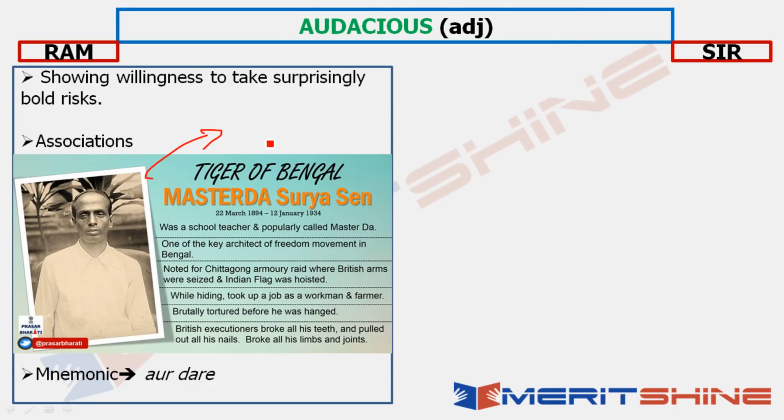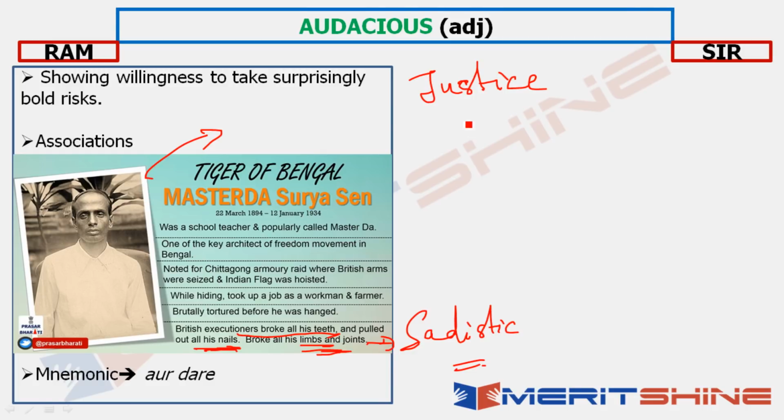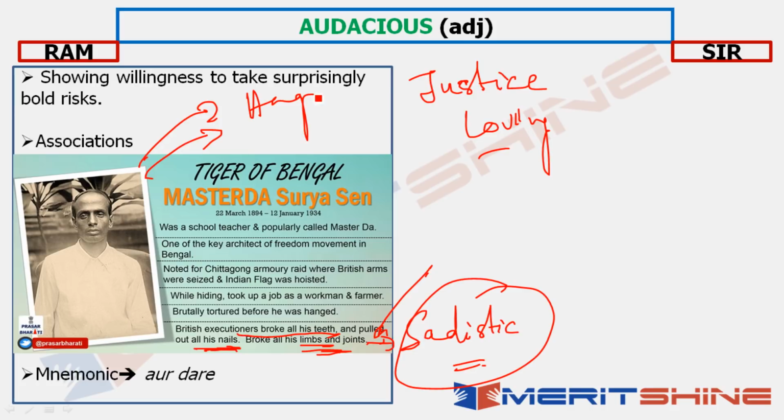Right, he was not even given a burial. That's how it is, and you can understand the level of torture. British executioners broke all his teeth, pulled out all his nails, broke all his limbs and joints. This is sadistic. Many people nowadays say that the British people were justice loving. My foot. If they had been justice loving, they wouldn't have done this. Okay, if you think that he has done a crime, hang him. Why this bestial activity?